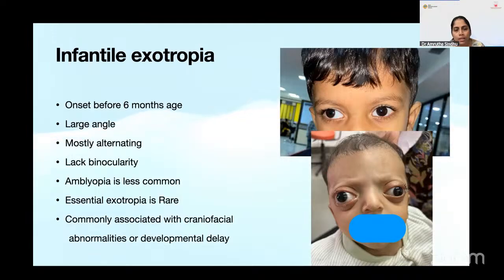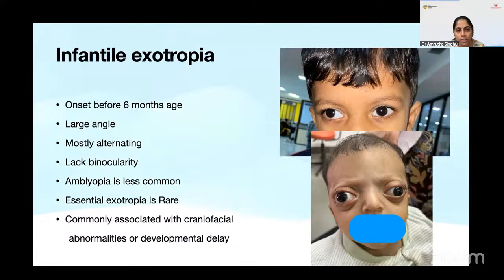The clinical features are mostly a large angle, presenting at about 30 to 40 prism diopters. Mostly it is alternating. You will see the child fixating with either eye when you are examining. But since the child is seeing through one eye at a time, they don't have binocular single vision. So the lack of binocularity is a feature of this infantile exotropia. Since the child is alternating between either eye, amblyopia is less common. Also, one more important thing you have to remember is that in the first few months of life, the child can have an apparent outward deviation of the eye before they develop visual fixation, which is physiological. You can't consider that as infantile exotropia.